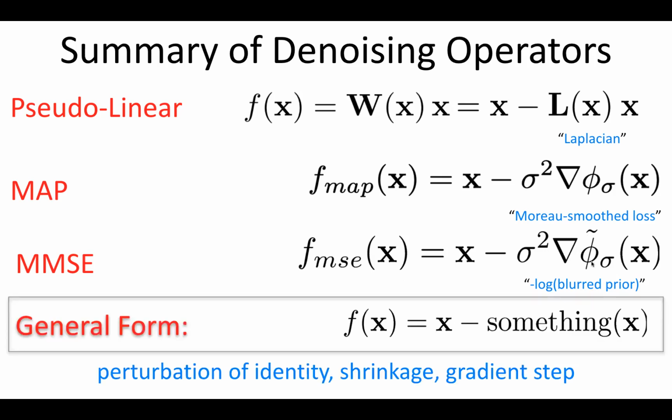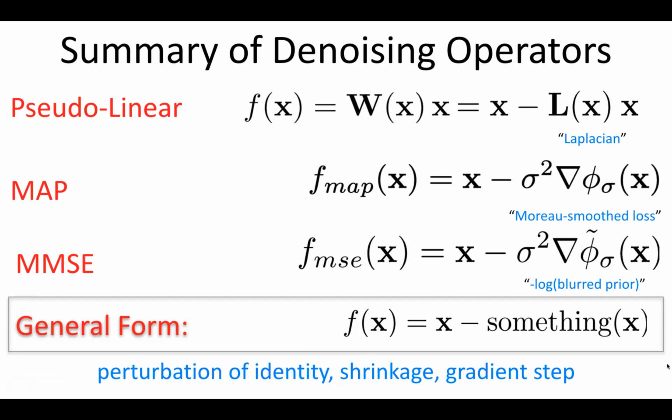Now, what I want to do here is bring your attention to the fact that all of these have the following form. They're of the form x minus something of x. And in fact, you can really think about denoisers as a perturbation of identity. The shrinkage interpretation is obvious from the last two lines here. You can also think of them as a gradient step, right? So this is like x minus sigma squared times the gradient. This looks like gradient descent, essentially.